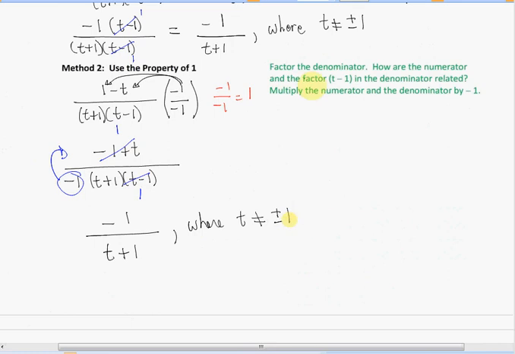Okay, so let's go over to the side. Factor the denominator, which we've done. How are the numerator and the factor t minus 1 in the denominator related? 1 minus t and t minus 1 are additive inverses. Okay, when that happens, you can multiply the numerator and the denominator by negative 1. Okay, and then that will make sure that these two binomials will share the same signs. Okay, so let's move on to our last example.